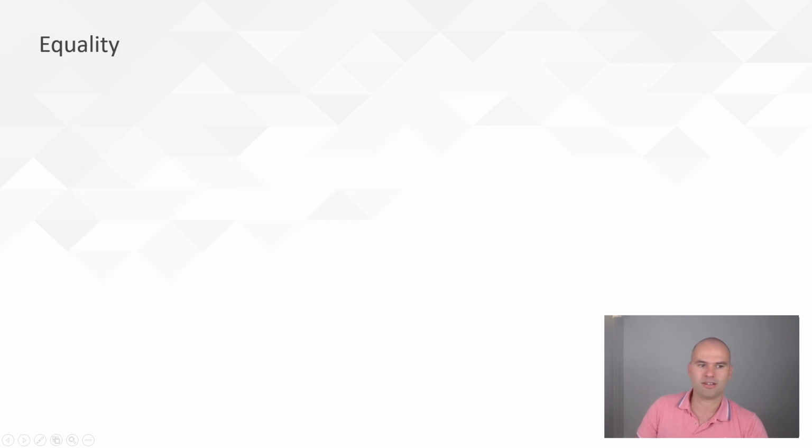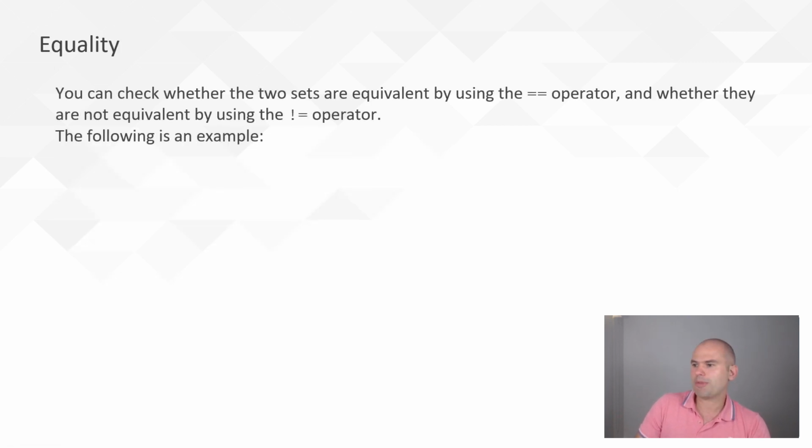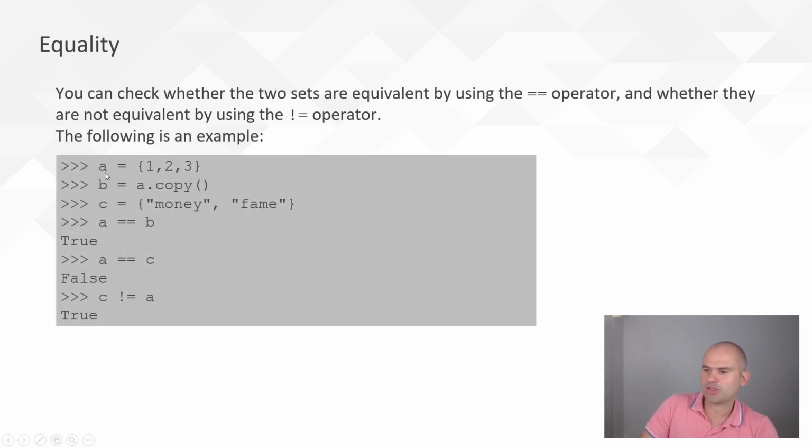Next, equality. Well, you can basically test sets with the double equals or the not equals operator. Here's an example. You have A, and B is a copy of A, and C is just money and fame. It's just a set of two strings. So A is the same as B. That is true. They're identical. A is C. That's false. C is not A. Well, it is not A, and that statement is true.